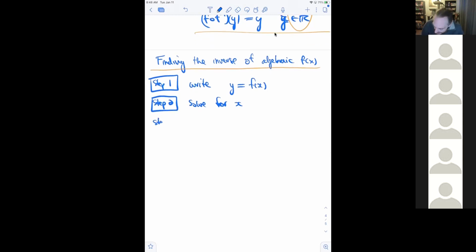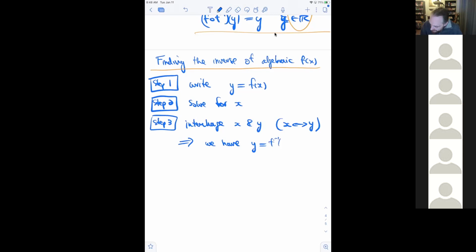Then what do we want to do? Step three. Interchange x and y once you've done this, and then you have the inverse. And I will just lazily write x interchange y, and then this implies we have y equals f inverse of x. I will do this for a couple of functions. I'll do this at first for functions that we can invert algebraically. And then there are functions where, even though it's one-to-one and we know it has an inverse, we have no algebraic way of inverting, for transcendental functions.